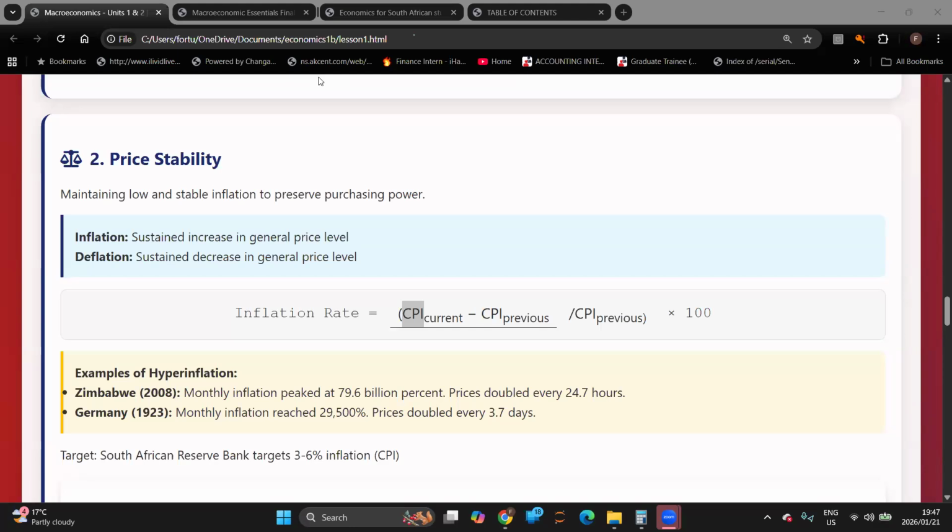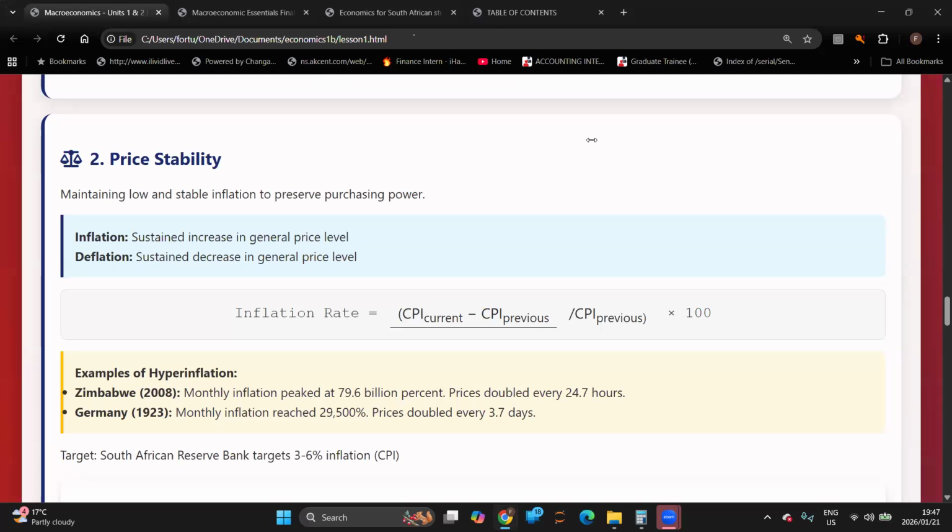So what is the cause of hyperinflation? That's a very good question. The cause of hyperinflation we are going to be zooming in on deeply in unit number 6, when we look at the subject of inflation in itself.